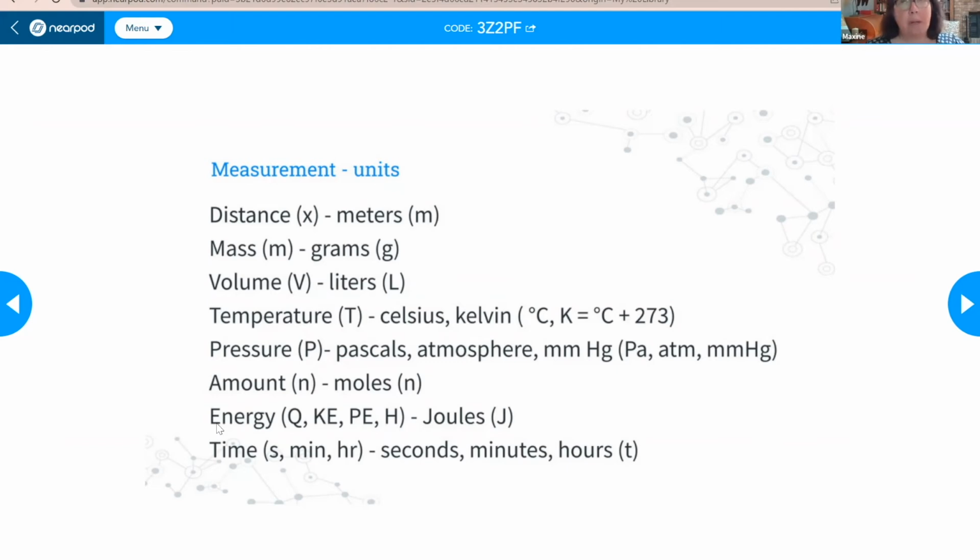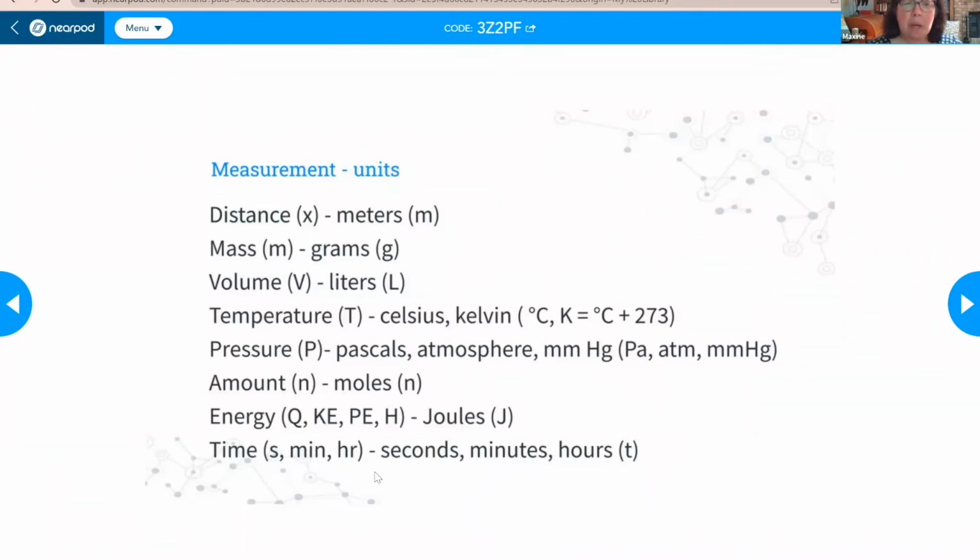Energy, there's a whole bunch of forms of energy. They're all measured in joules. So joules are the units for energy, but there's lots of different formulas for energy. The two we're primarily going to use are Q for heat, and then H for heat of reaction. There's also kinetic energy that's in joules, and there's also potential energy that's in joules.